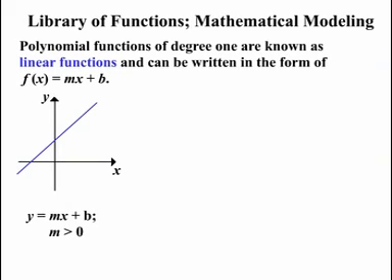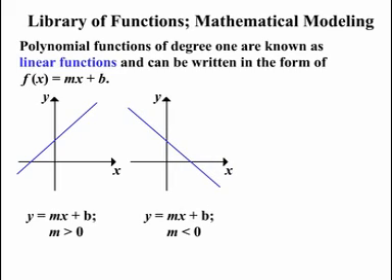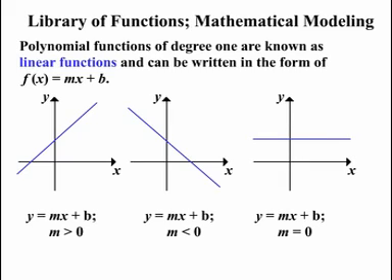y = mx + b. When m is greater than 0, we'll go up from left to right. If m is less than 0, it will go down from left to right. And if it is equal to 0, you have the constant function again. So it's a constant function and a linear function, but it is not of degree 1.